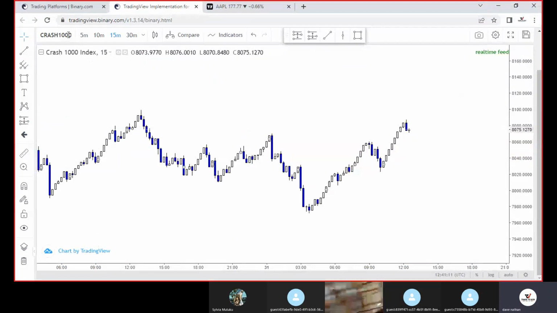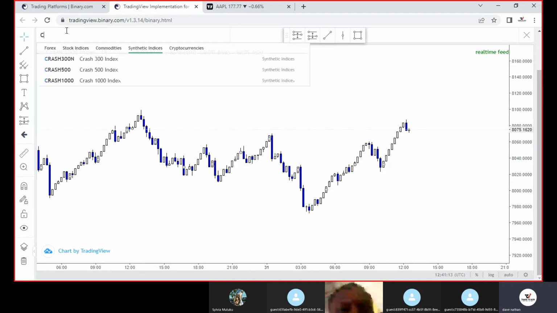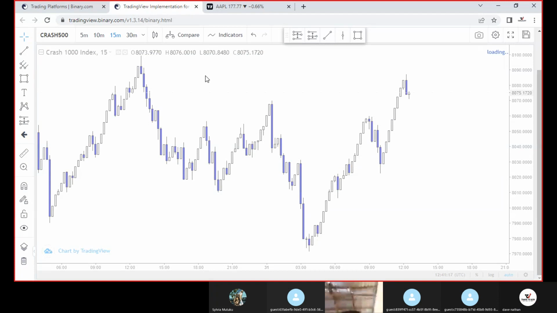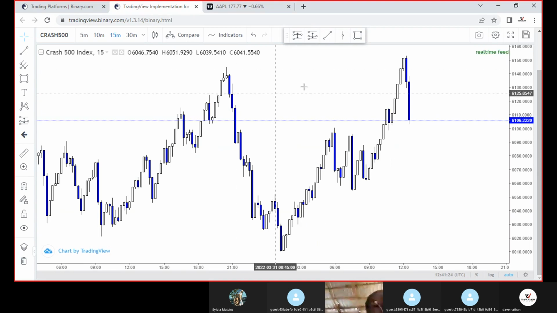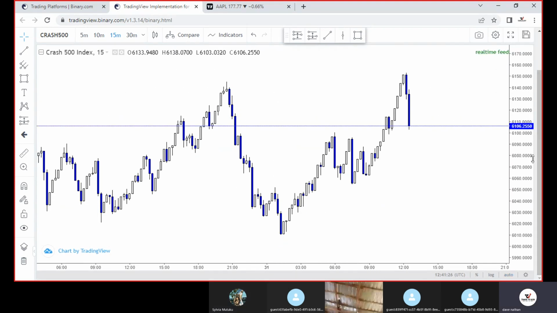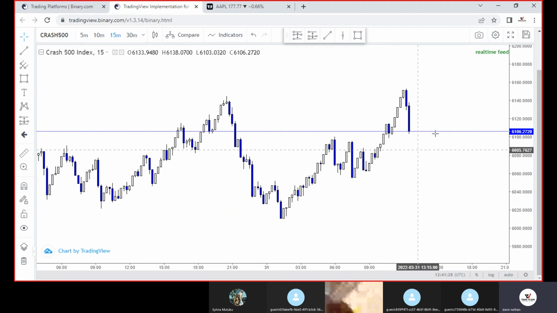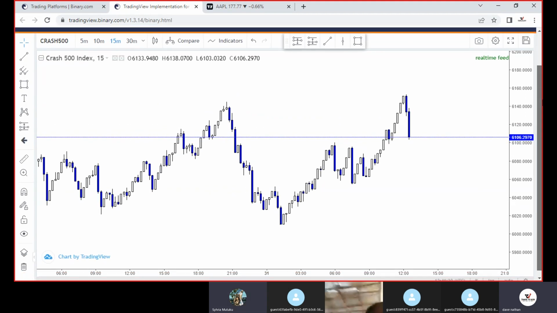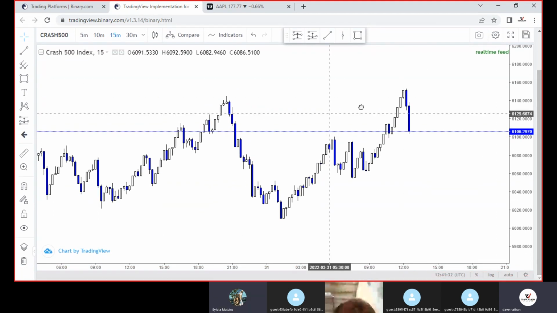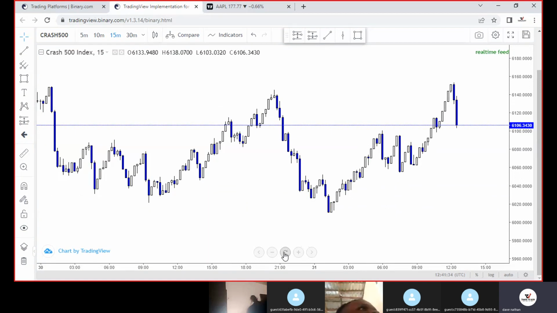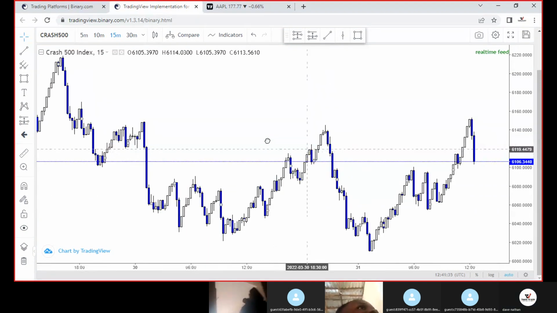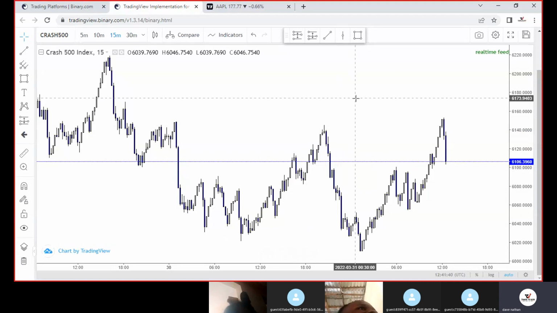All right, so let's start with crash 500. Okay, you can imagine how it's crashing down. Now, first things first, this was why this signal was given.